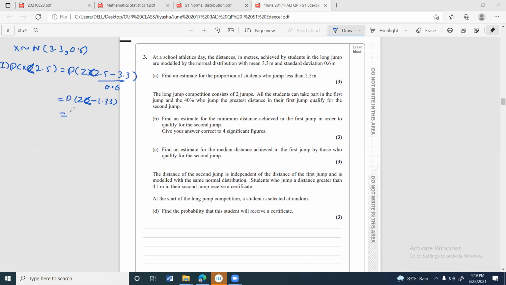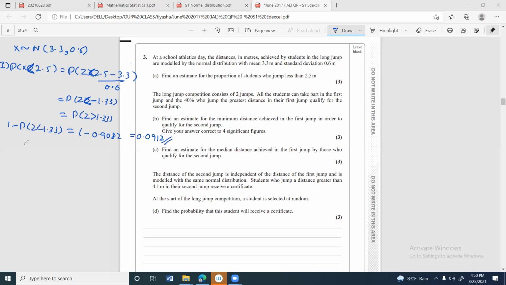To change the sign, it turns into greater. Z is greater than 1.33. So that is 1 minus the probability of Z less than 1.33. That is 1 minus the probability, which is 0.9082. We got this answer 0.0918.